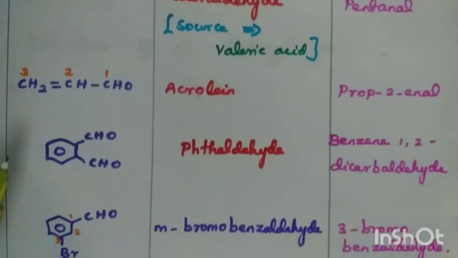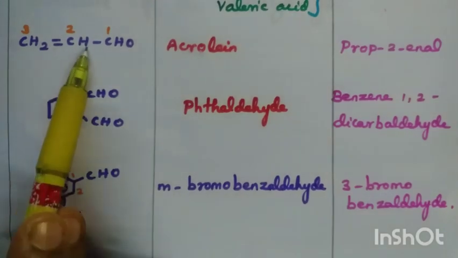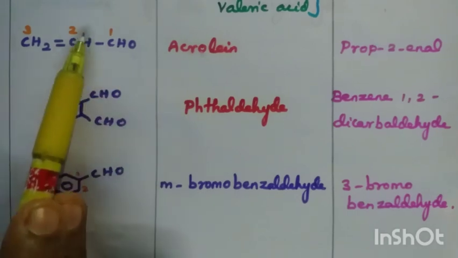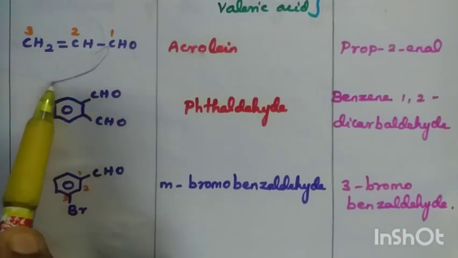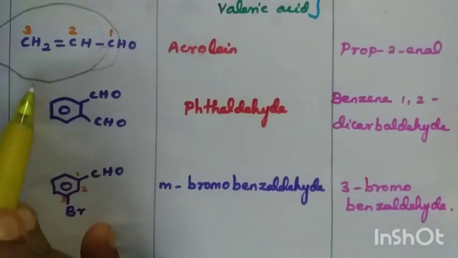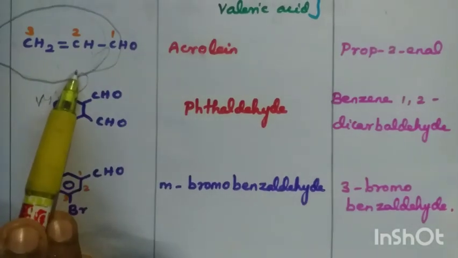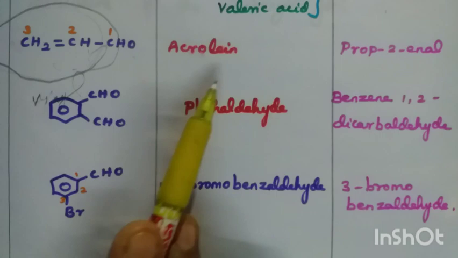And the next we are going to see is a double bonded compound: CH2 double bond CH, CHO. This is acrolein. This is the vinyl group, CH2 double bond CH. To the vinyl group the aldehyde group is attached. It is called acrolein or acrylic aldehyde.